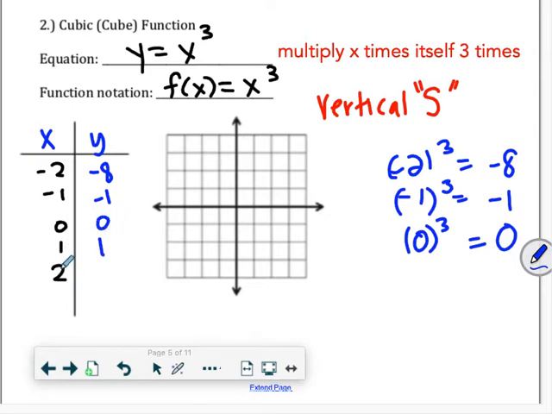And 2 times 2 times 2 is 8. And so these are going to be our points here that we're going to try to graph. So we'd start at 0, 0, over positive 1, up positive 1, over to negative 1, and down to negative 1. This is almost looking linear, but we're going to draw in a vertical S shape in just this moment. Over to 2, up to 8.